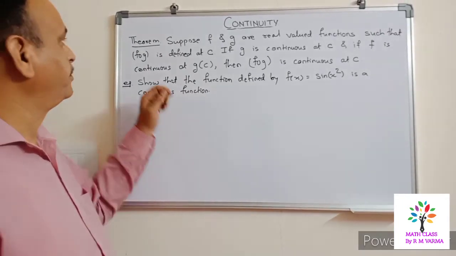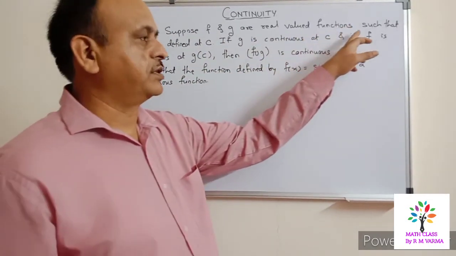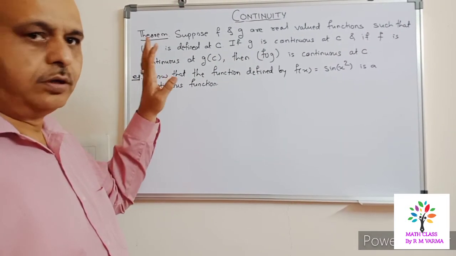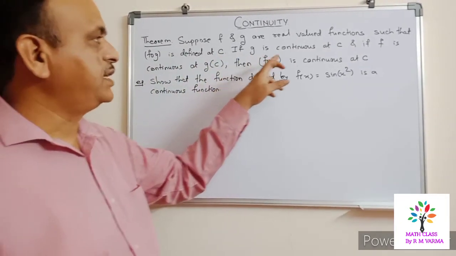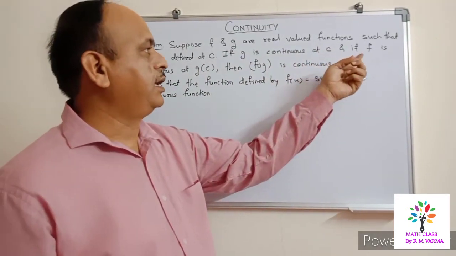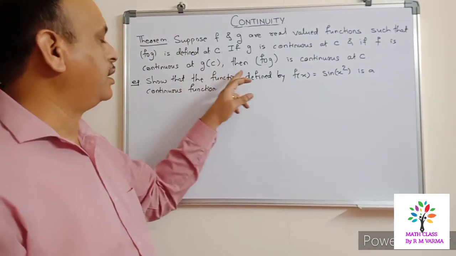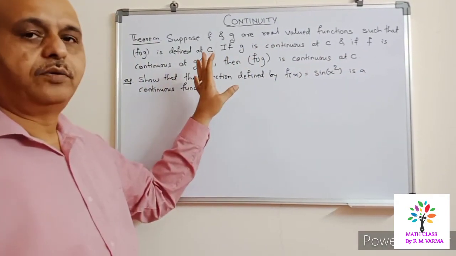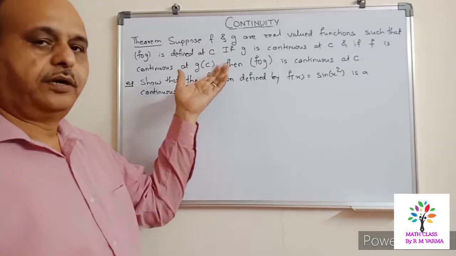Now let us see one theorem. Theorem for composition. Suppose f and g are real valued functions such that f composition g, don't read it as fog, it is f composition g, is defined at c. If g is continuous at c, and if f is continuous at g of c, that is, composition is being taken, then f composition g is continuous at c. So this is the theorem related to composition, related to the things which I have explained earlier.